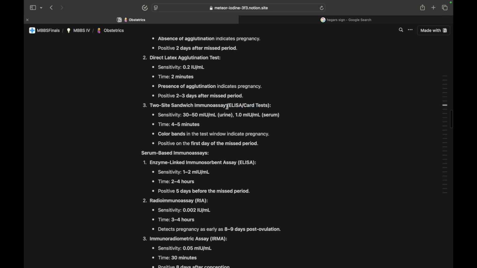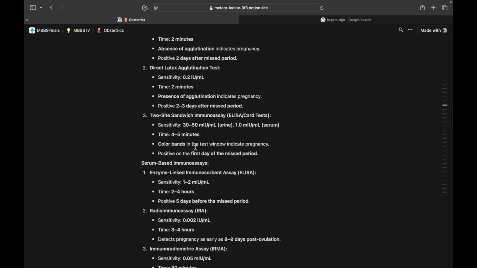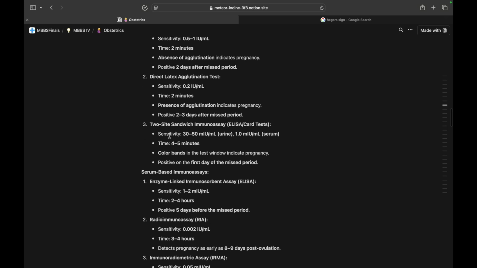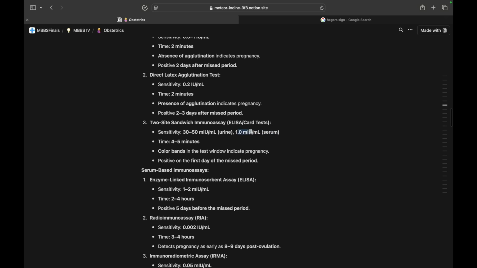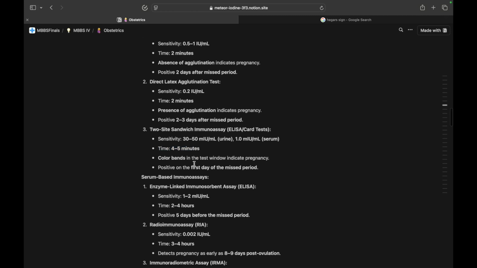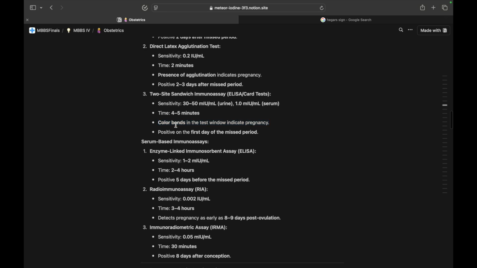Next, the last one is ELISA, which is a 2-site sandwich immunoassay. Sensitivity is 30 to 50 milli international units per ml in the urine and 1 milli international units per ml in the serum. So this is the difference. ELISA is a very complicated and high-end technique, and that is how it detects it. The special thing about this is it is positive on the first day of the missed period, because even at a very small value, this ELISA detects the HCG that is present in the urine, and it can also detect HCG in the serum. The time duration is 4 to 5 minutes. Color bands in the test window indicate pregnancy.